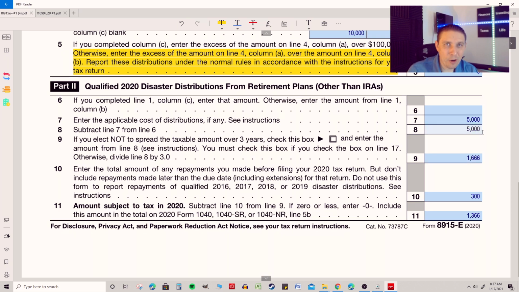Whatever amount you repaid, as long as you repaid it before the extended due date of this tax filing for 2020, which would be October 15th of 2021, assuming you extend your return, or April 15th if you don't extend your return, then you can subtract from the taxable amount whatever amount you repay. Therefore, you would take the $1,666, pretend you paid $300 back, and so the amount you're going to pay tax on is only $1,366. And that amount is going to be reported on line 5B of your 1040.